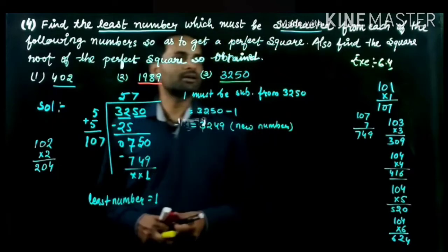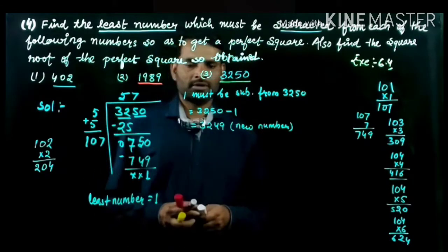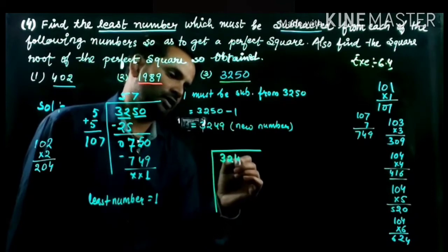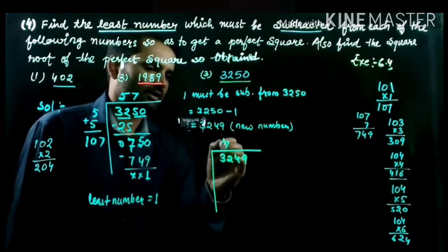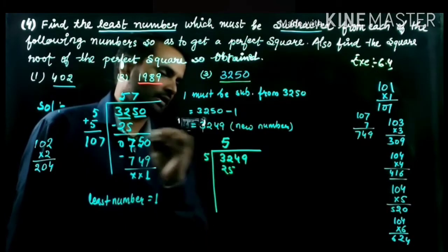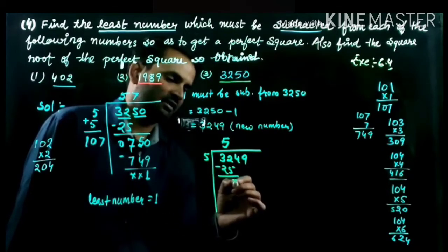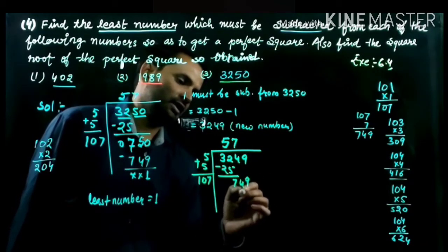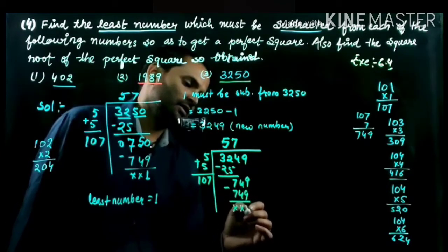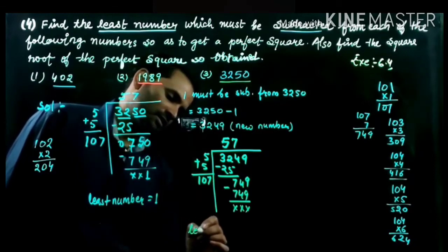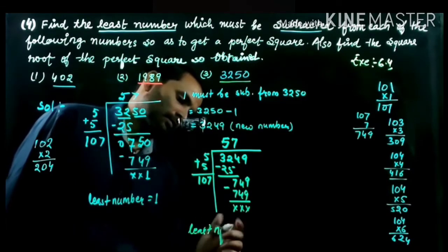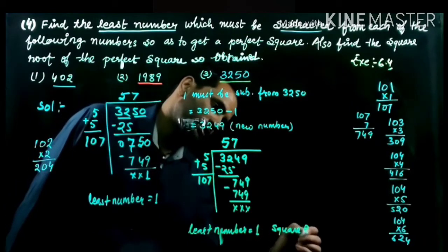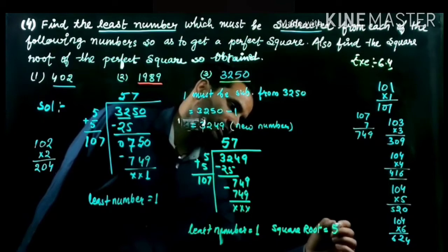Now for the new number we also find the square root. So the second time you use the division method with 3249. First it will be 5, because 5 times 5 is 25. Remember that 5 plus 5 is 10, and then 7, so 107 times 7 is 749. The remainder is 0. It means your least number is 1, and the square root of the new number is 57.